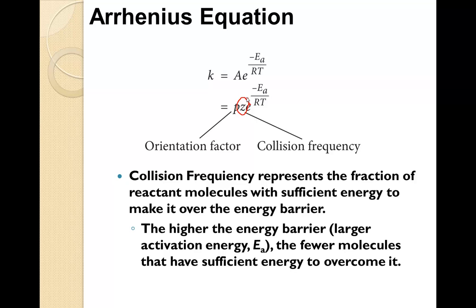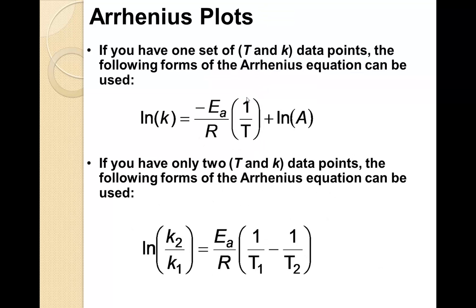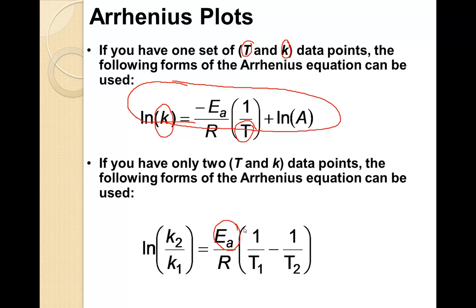If you have one set of temperature and rate law data points, the following forms of the Arrhenius equation can be used. So if all we have is one temperature and one k, we're going to need to use this equation. However, if you need to solve for the activation energy, you'll be wanting to use this one, where you have two data points. So you have two T's and two k's.